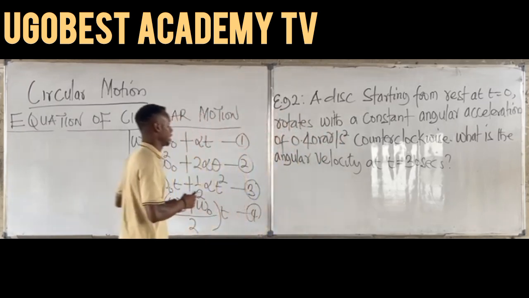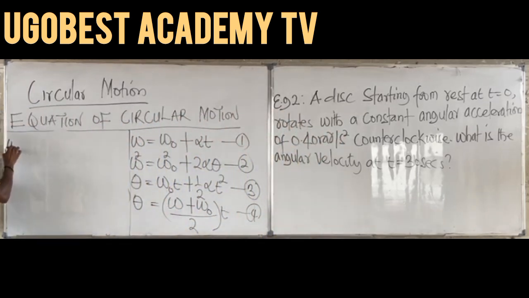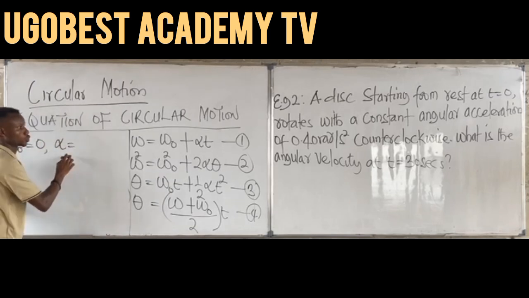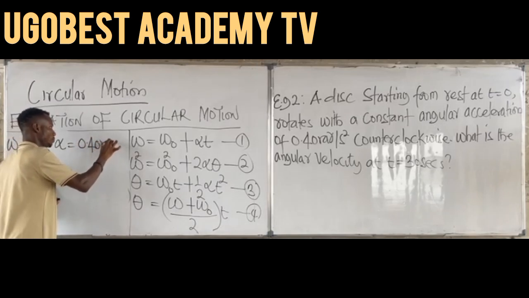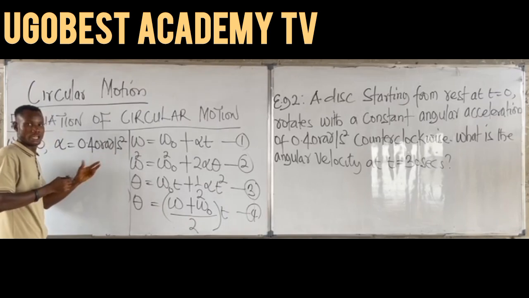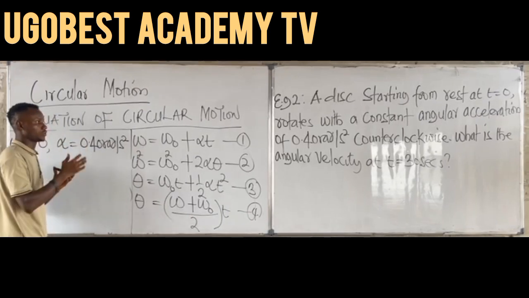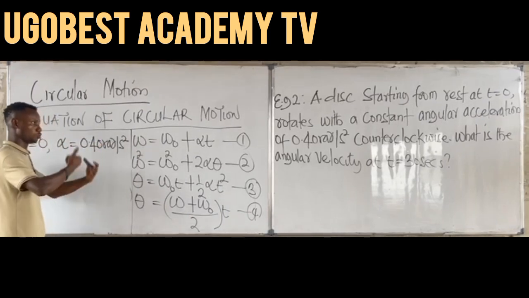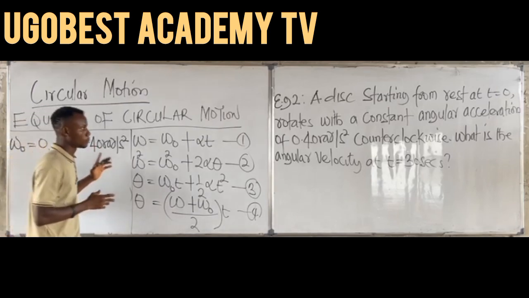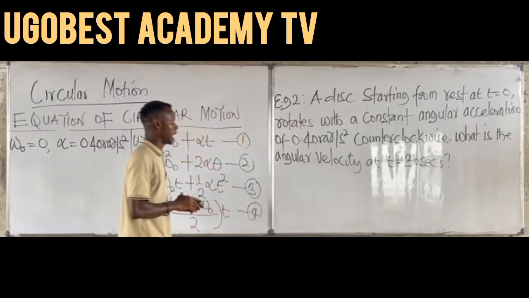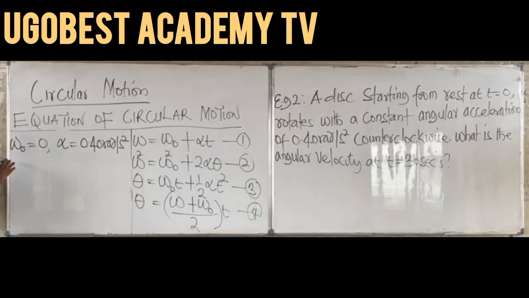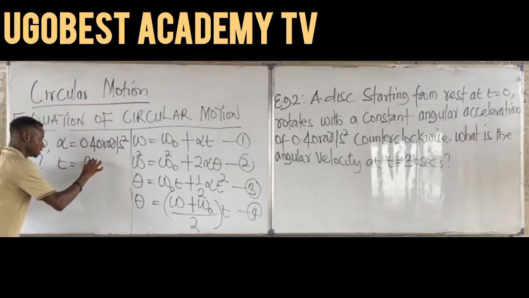So our omega naught here is equal to 0. Our alpha is equal to what? Please take note, 0.40 rad per second squared. We have obeyed this here. Why do we say it? Because in terms of the counterclockwise, the object continues to move, right? Okay, so this is going to be positive. Okay, what again? What is the angular velocity at t equal to 30 seconds? They say, what is the angular velocity at t equal to 30 seconds?